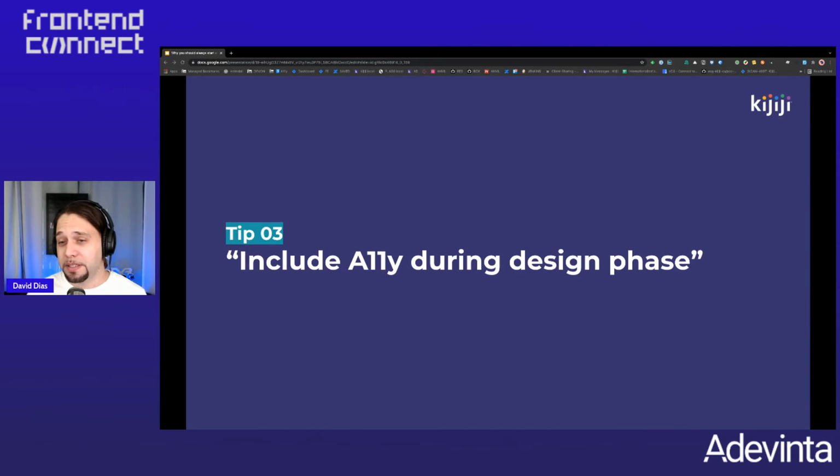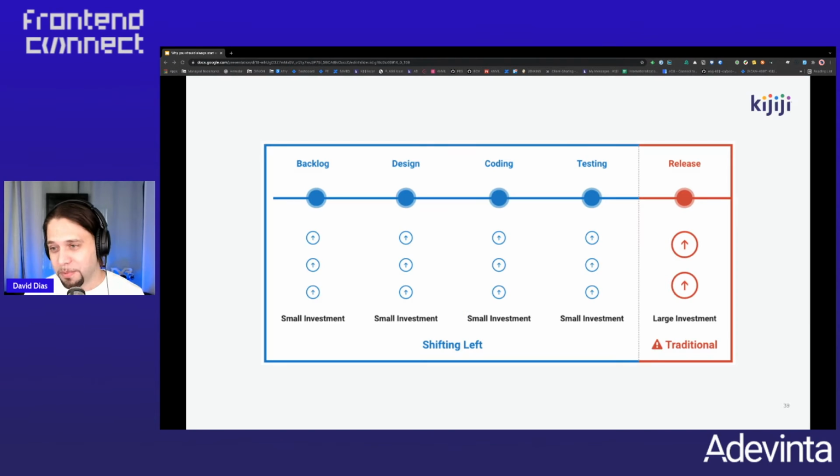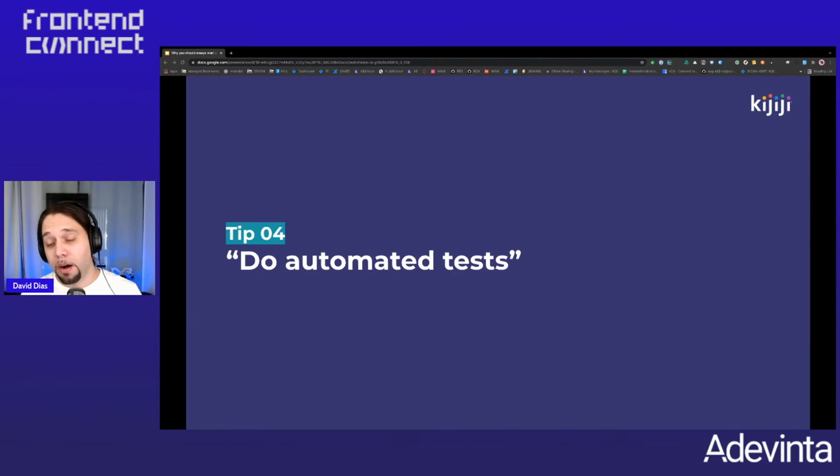Another tip is to include accessibility during the design phase. I'm going back to what I already shared before. Including accessibility in all the steps, web design, coding, and testing, makes a huge difference. And you don't have to think that much about it because you're confident that your code is going to be accessible. Also important is doing automated tests.